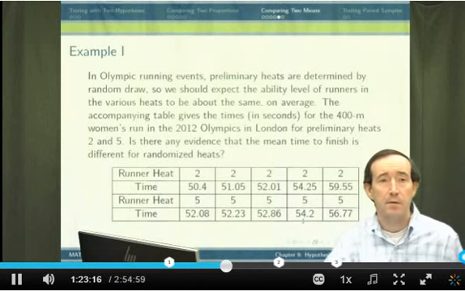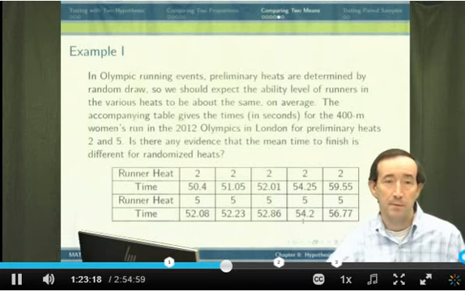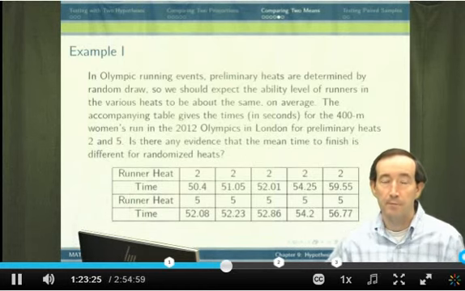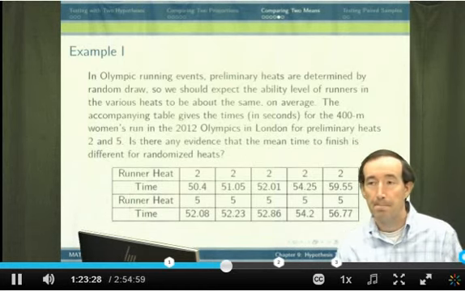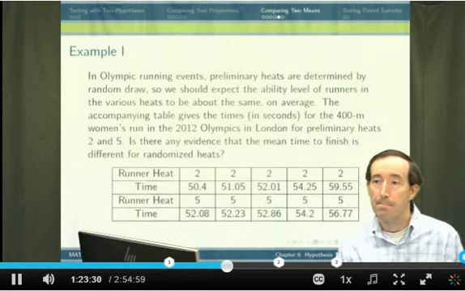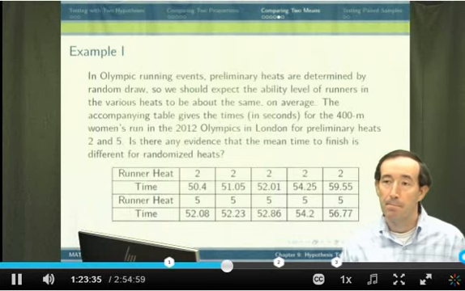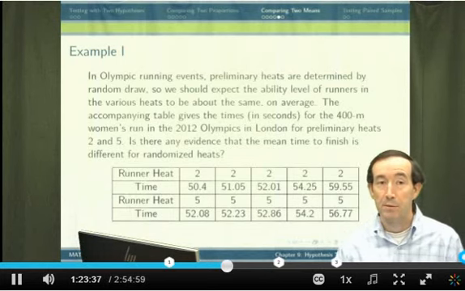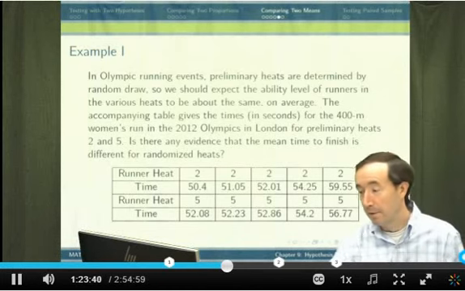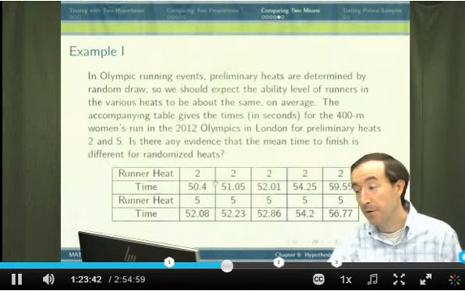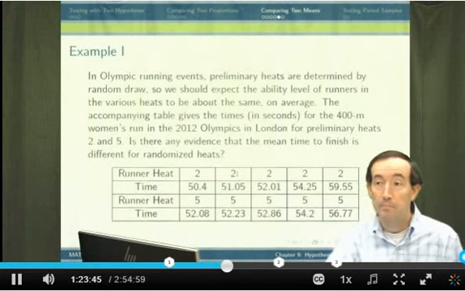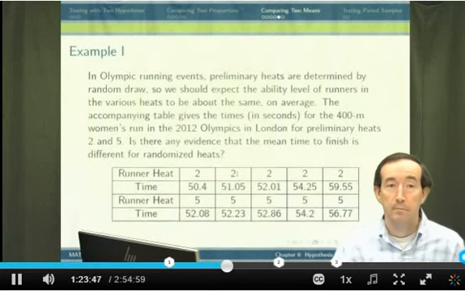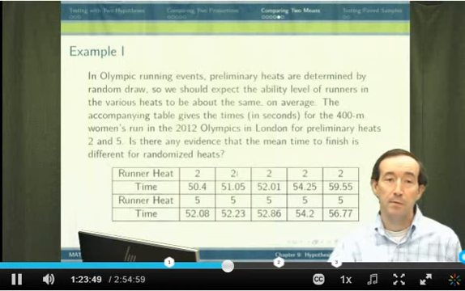Let's check the 3 conditions. First condition, independence assumption. Are the values in each of these 5 independent of each other? What do you think? It's a natural question. Would I think that this runner's value and this runner's value would be connected?